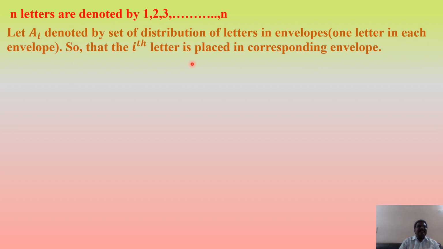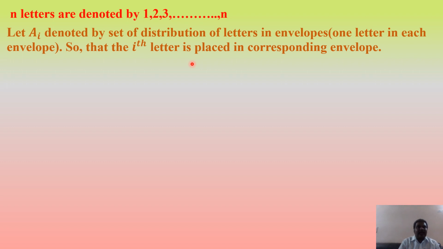This set consists of what? All of my distributions, of the type where the letters are distributed to the envelopes such that your ith letter goes into the ith exact envelope. What about the remaining? Some may go correct, some may go wrong. Whatever it may be, my ith letter goes to the correct envelope. That is my set. Ai is the set which consists of all possible distributions such that the letter i goes to the correct envelope.